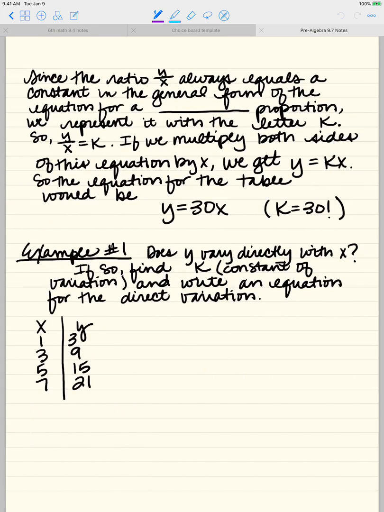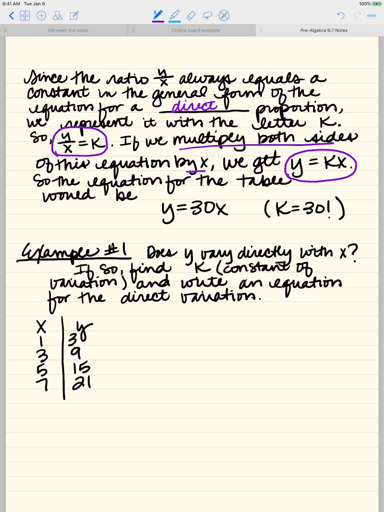Since the ratio of y over x always equals a constant in the general form of the equation for a direct proportion, we represent it with the letter k. So y over x is equal to k. What happens if I solve this equation, though, for y? If I want to solve this equation for y, I multiply both sides of the equation by x, and then we get y is equal to kx.